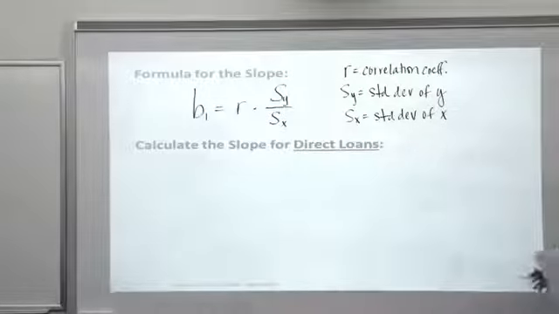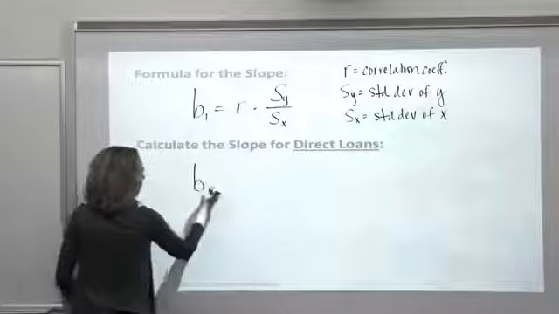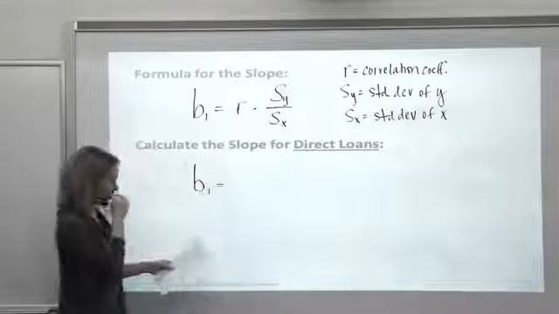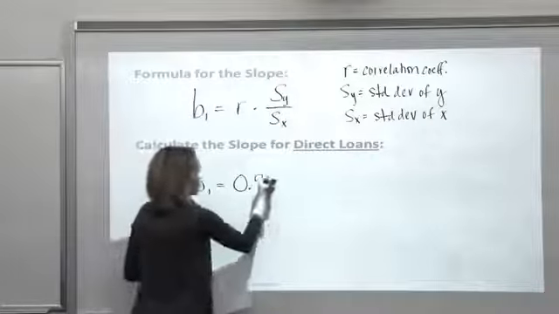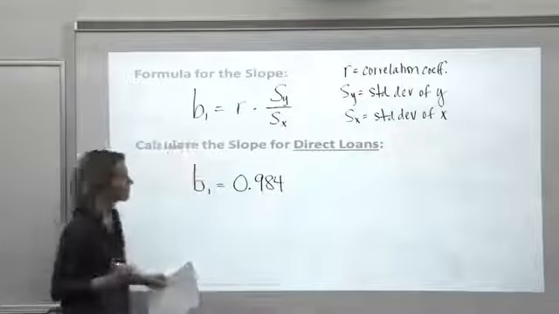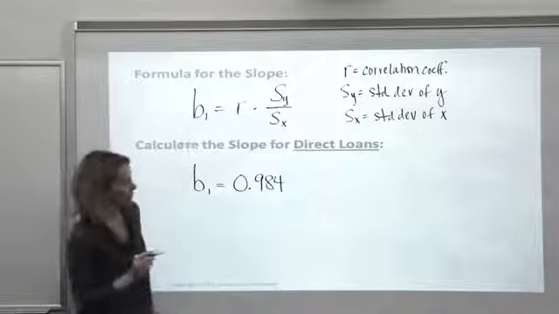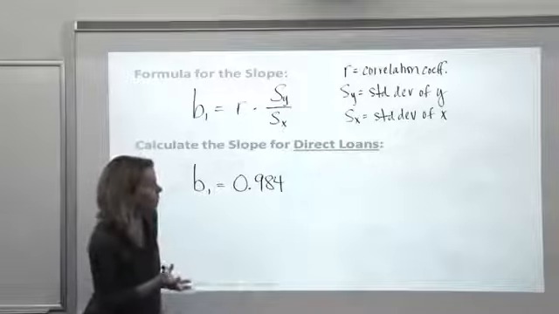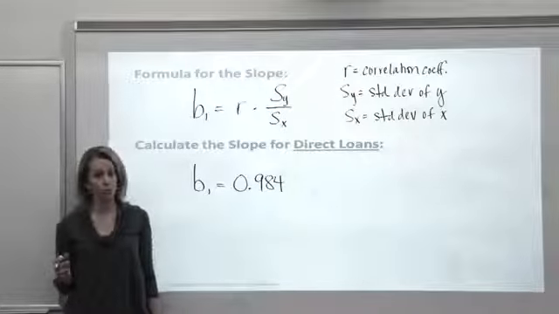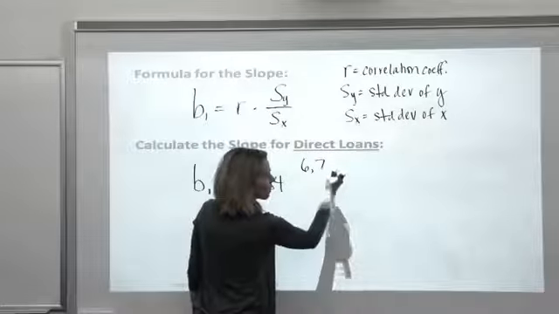All right, so how about for the direct loan problem? Let's go ahead and compute this. You have it right there in your notes that the correlation coefficient, I'm going to round, was roughly 0.984. And you also have right there in your notes that the standard deviation for the y variable was 6,704,153.